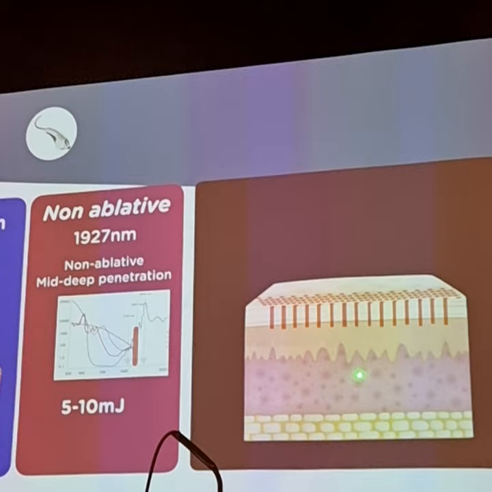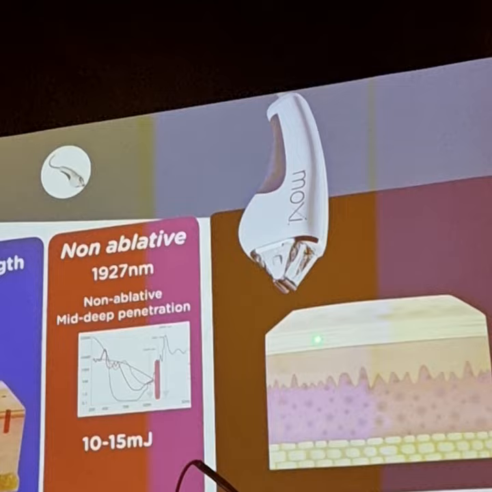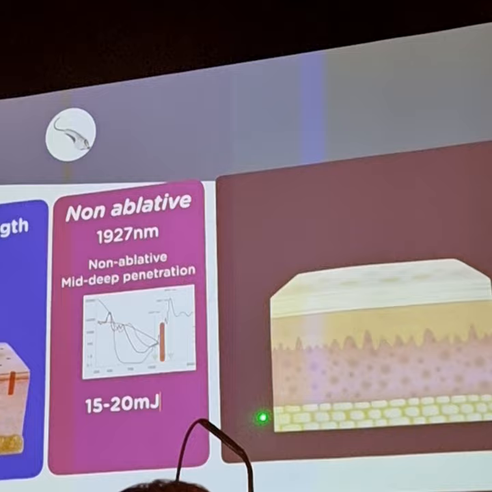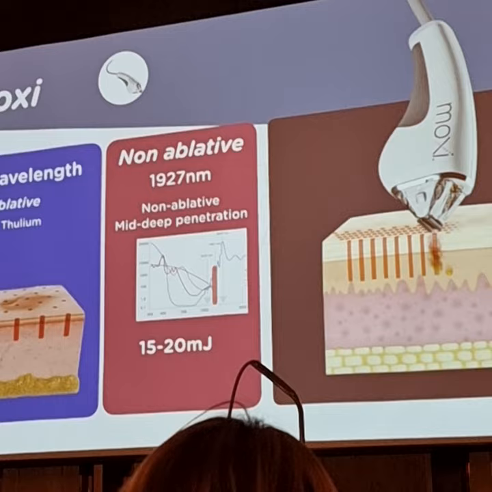If we want to get deeper, we're going to increase the fluence. Increasing the fluence will increase the penetration, so we'll have a deeper effect. So if you want to get deeper, my idea would be to increase the fluence. And the most aggressive parameter we're going to use is 20 millijoules, which gets a penetration of about 250 microns, as we said before. So the more fluence, the more penetration.